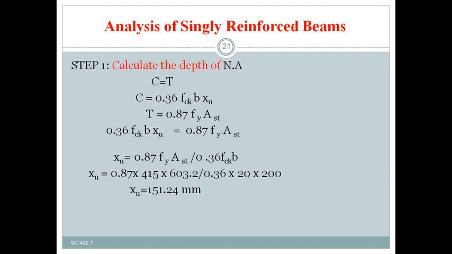For calculating the moment of resistance, you know the steps you have to follow. The first step is to calculate the depth of neutral axis. This can be calculated using the formula xu equal to 0.87 fy Ast by 0.36 fck into B. If we substitute all those parameters, we get xu equal to 151.24 mm.